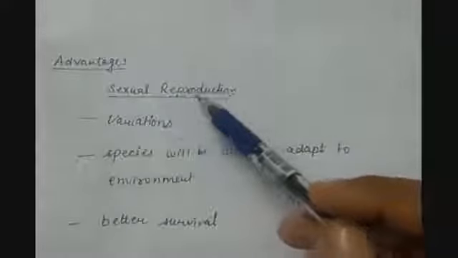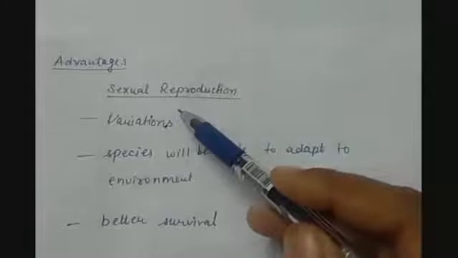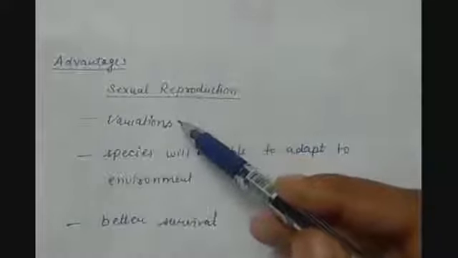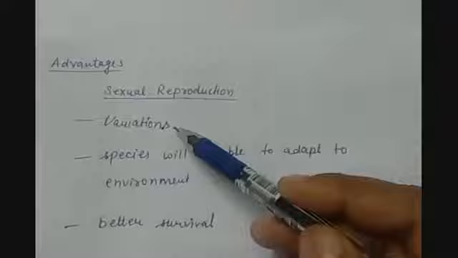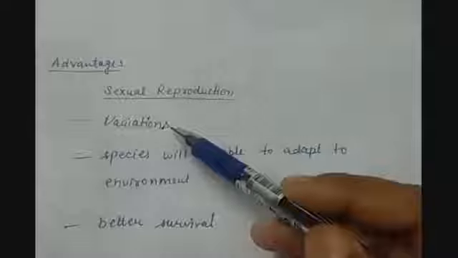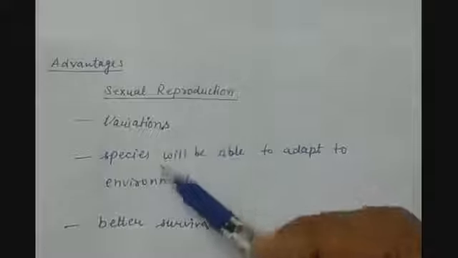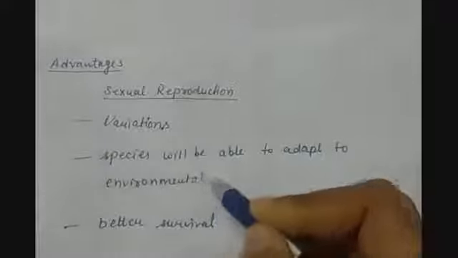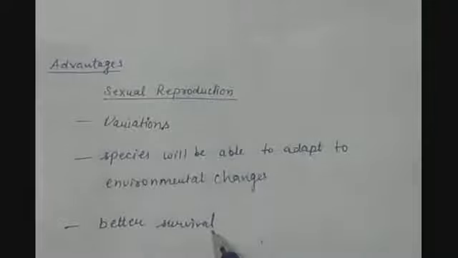So here in sexual reproduction, two different people or animals undergo the process of reproduction. Here the fusion of one male and one female sex gamete happens. Because of that, variations or changes come in the heredity or the genetic information being transferred. Because of these variations, species will be able to adapt to the environmental changes, and this will help in better survival of the species.